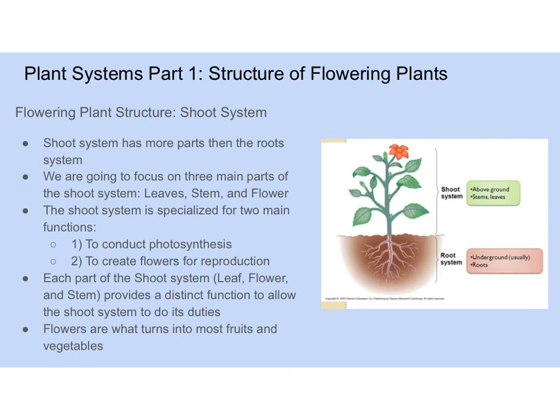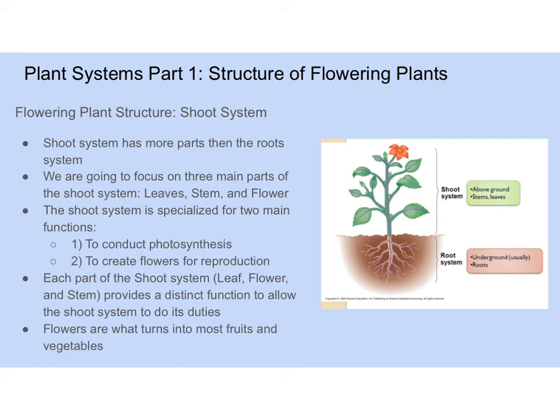Okay, so we've now done the root system. Now we're going to go through the shoot system, okay, which is everything above. So the shoot system has more parts than the root system. We're going to focus on three main parts of the shoot system: the leaves, the stems, and the flower. We're going to kind of just briefly talk about the purposes of those three.